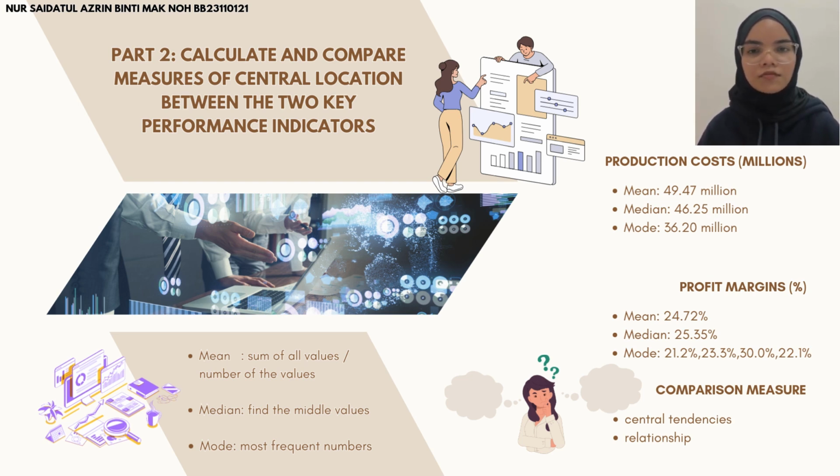If the number of values in the data set is even, we need to divide by 2. So in the data set that I observe, the number is even, so we need to total up the middle values and divide by 2. The middle values of the production cost are 43.7 and 48.8. After we divide by 2, we get the answer 46.25 million.